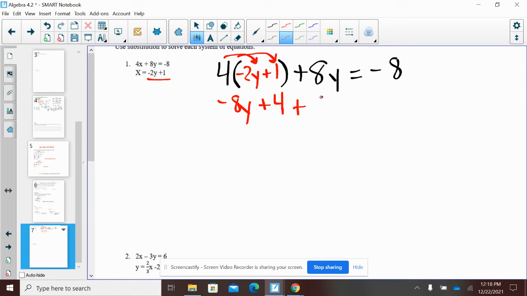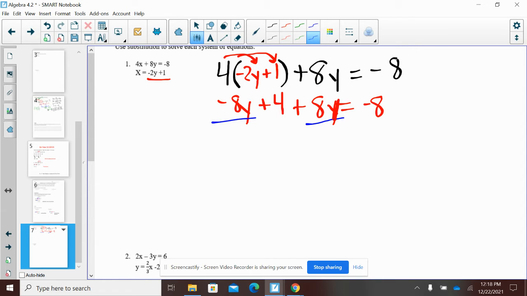And I'll rewrite the rest of the equation. Plus 8y equals negative 8. Now you'll notice on the left side, I have two terms that have the same variable y. This is a variable y. Didn't look like it because I'm sloppy, but that's all right. So because they both have a y in them, I can combine like terms.